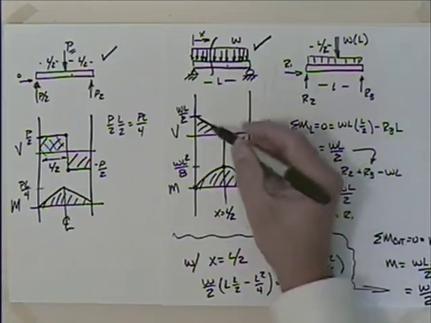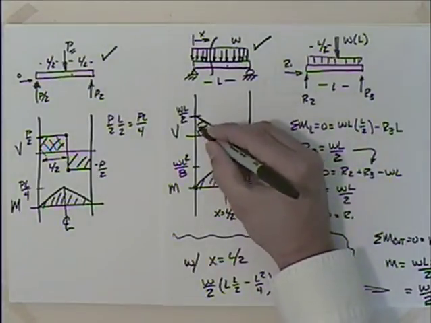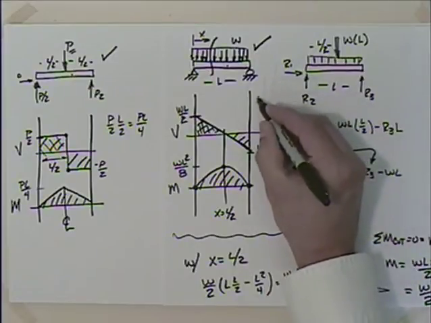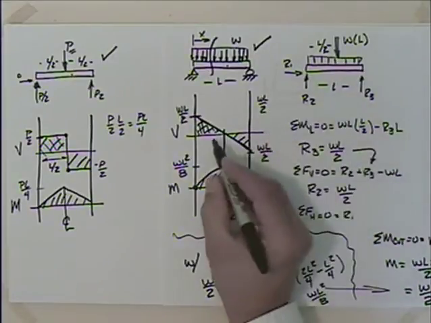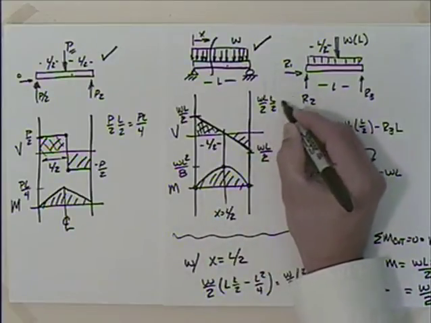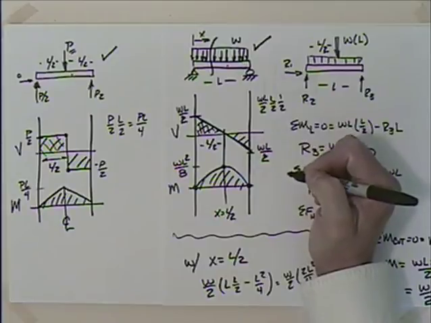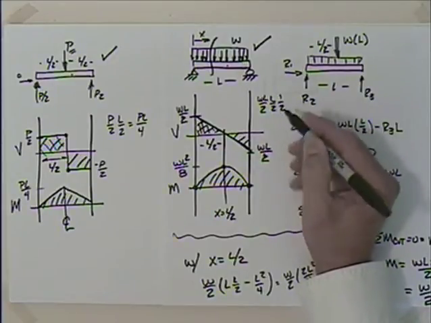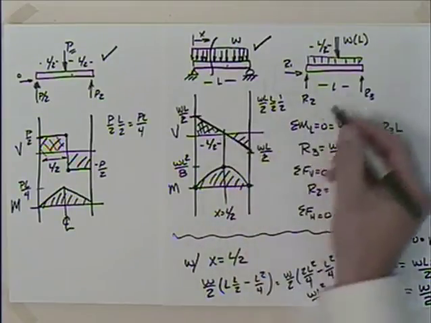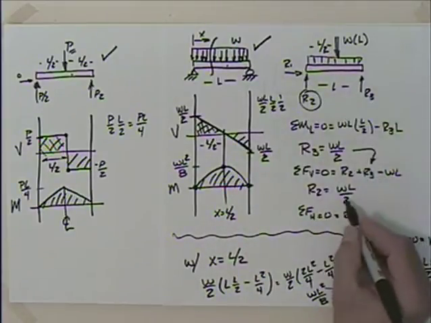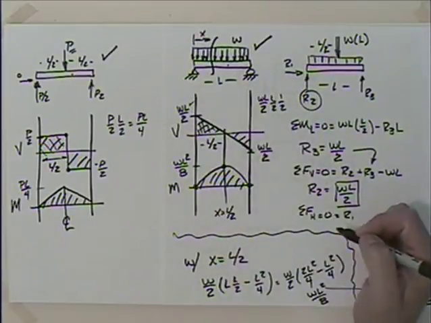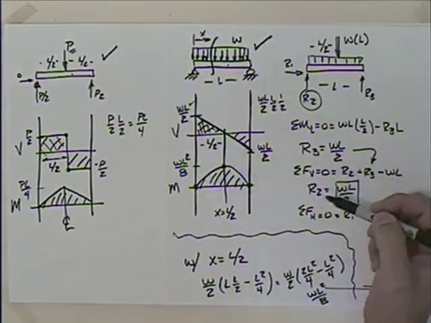Well, speaking of the diagrams, if I come back here and I look at the area of this triangle, what's that going to be? Well, I'm going to have WL over 2 times this distance, which is L over 2, times a half, because it's a triangle, right? So what do I end up with? WL squared over 8. Okay. Interestingly enough, the reaction over here, what was R2? WL over 2.